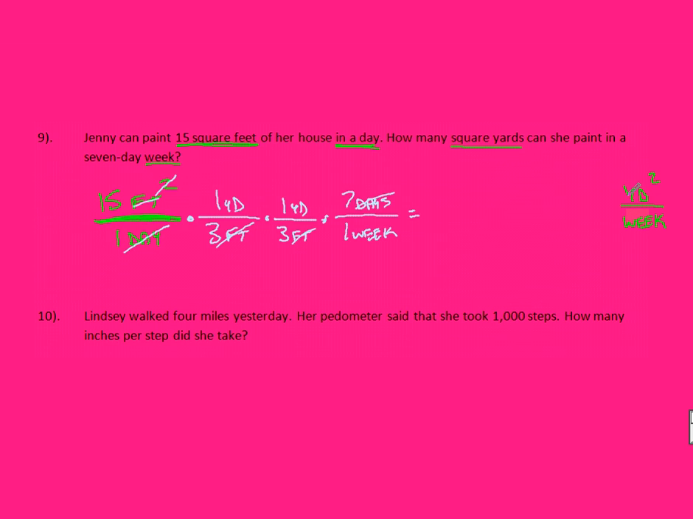So now I can just go and multiply across the bottom and across the top. Across the bottom is 9, across the top is 105. I do that division and I should get like 11.7 yards squared, square yards per week.